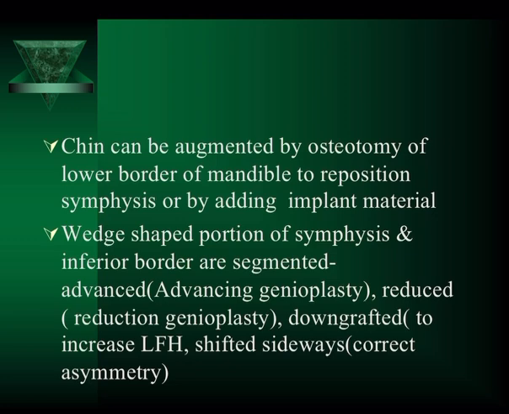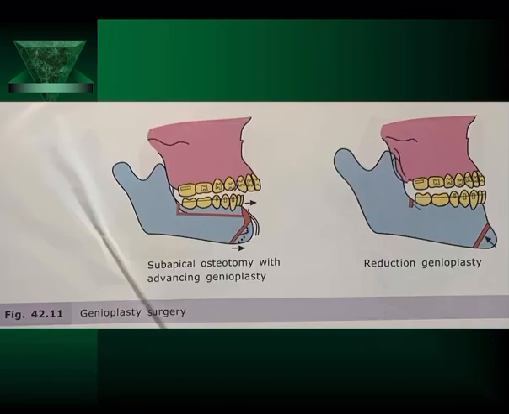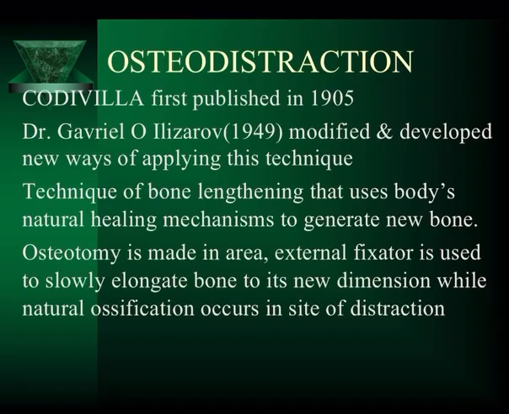Reduction genioplasty, or down-grafting, is done to increase the lower anterior facial height, and the chin can be shifted sideways to correct asymmetry as well. So this is a genioplastic surgery, which the first one includes subapical osteotomy with advancement genioplasty. The next one is the reduction genioplasty.